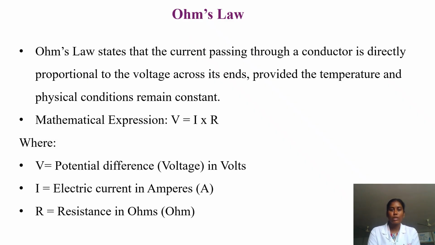First one is Ohm's law. Ohm's law states that the current passing through a conductor is directly proportional to the voltage across its ends, provided the temperature and other physical conditions remain constant. So the expression is V equal to I into R, where V is the potential difference, that is voltage in volts, I is the electric current in amperes, and R is the resistance in ohms.